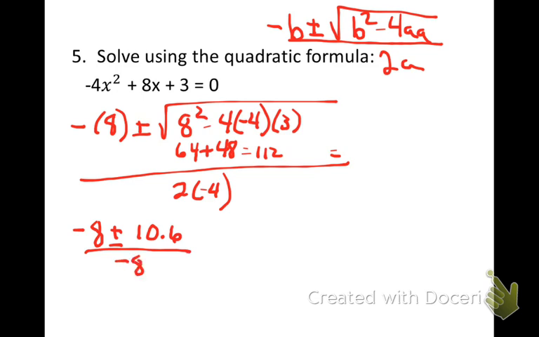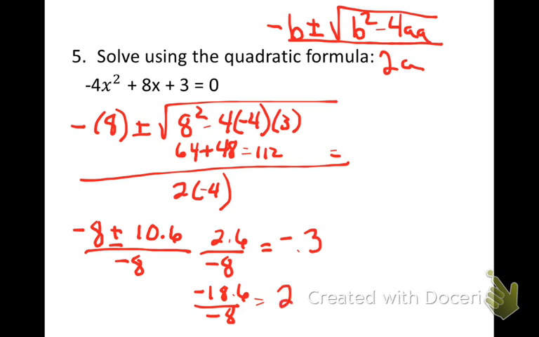So negative 8 plus 10.6 would be 2.6 divided by negative 8. That would give us, where's my answer at? 2.3, is that what that is? Let me divide and see. Oh no, negative 0.3. Negative 8 minus 10.6 would really be negative 18.6 divided by negative 8. Negative divided by negative would make that positive, and that's the one that's 2.3. So there are our two answers.